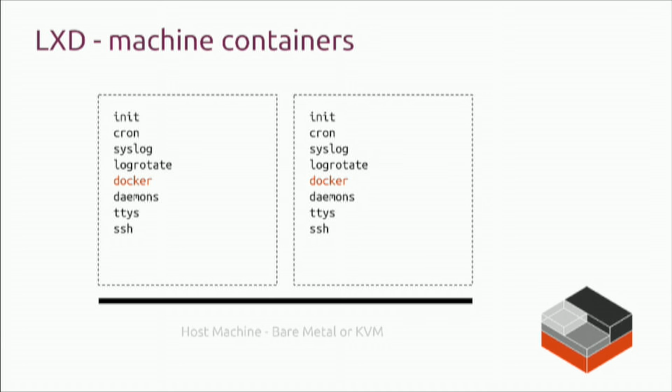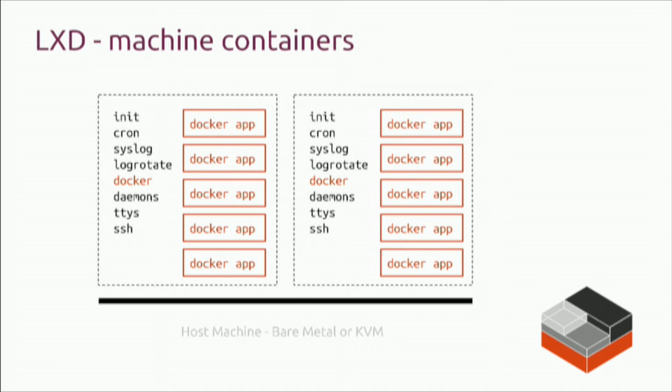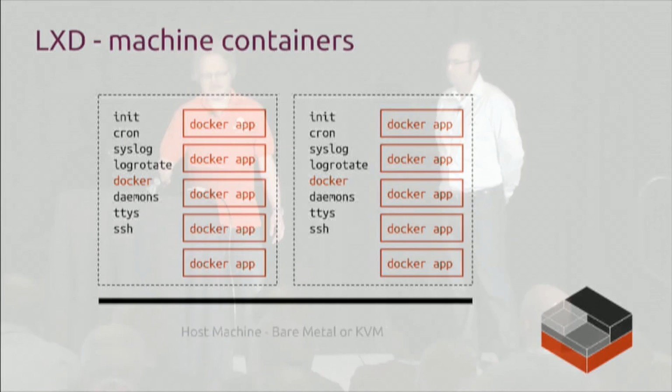We're not trying to compete with Docker. And in fact, it can include Docker within that. So it's perfectly feasible to run a number of process containers within a machine container and have a level of nested containerization to give you more flexibility if you want to do that as well.